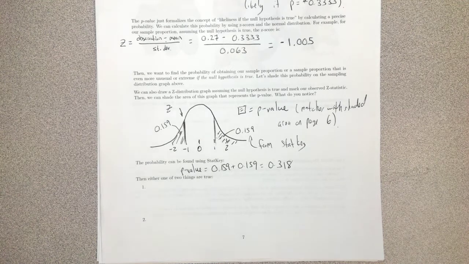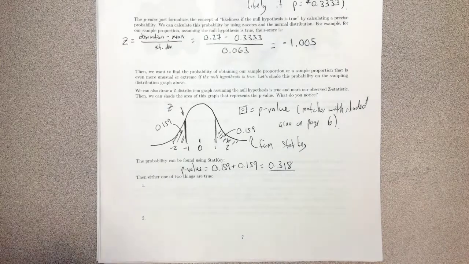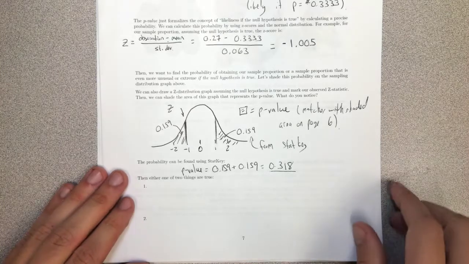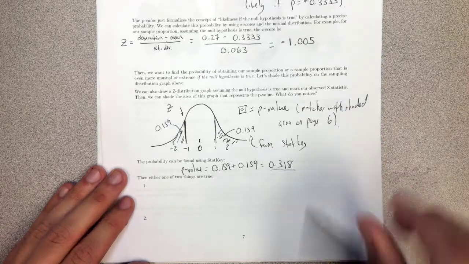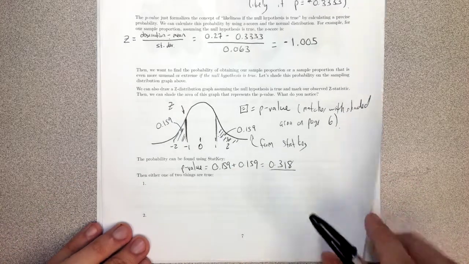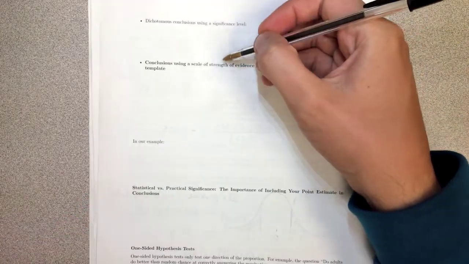All right, hello everyone. So now that we've gone through all that work to get our p-value, it's 0.318. All that is so we can make a conclusion that's interpretable to someone who might be interested in this study that we did. And so we're actually going to skip the bottom of page 7. Again, we will come back to that. The top of page 8 as well. We'll come back to that also.